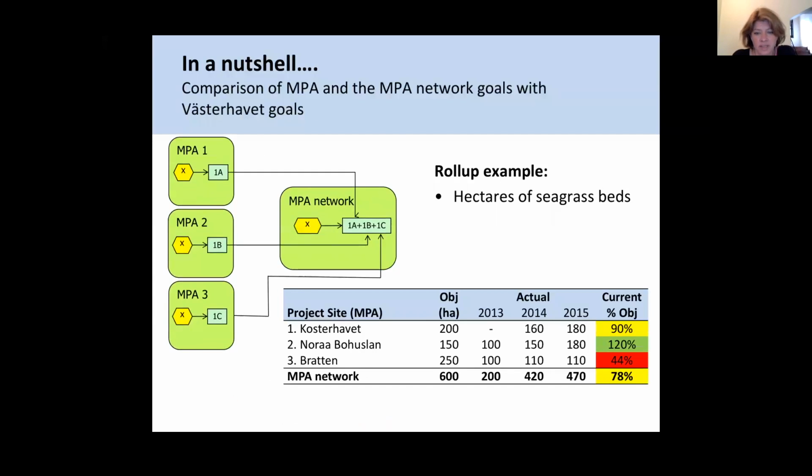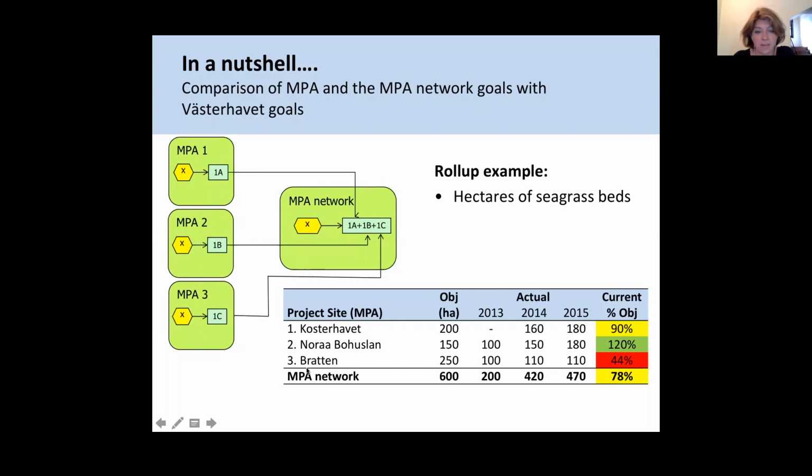To give you an idea of what that looks like, in a nutshell we wanted to be able for the different MPAs, so you see here in the diagram MPA 1, MPA 2, MPA 3, to roll up on network level so that we could say something about how the goals of the individual MPAs, to what extent they're met, but also how they contribute to network goals.